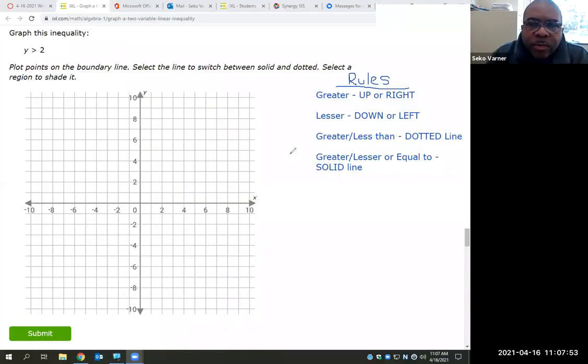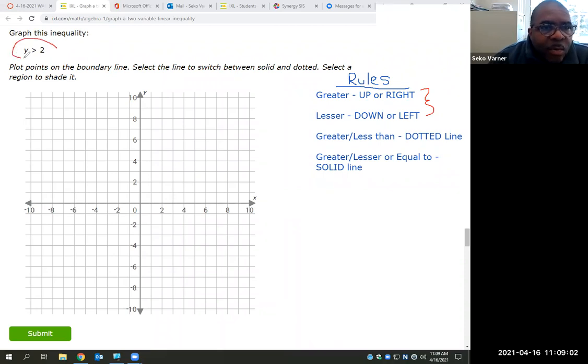So let's look at our rules. I have the rules listed right here. Greater, you're going to shade up. Lesser, you're going to shade down. This deals with shading. Lesser, you shade down or left. Greater, you shade up or right. And these two deal with the types of line that you're going to put out there.